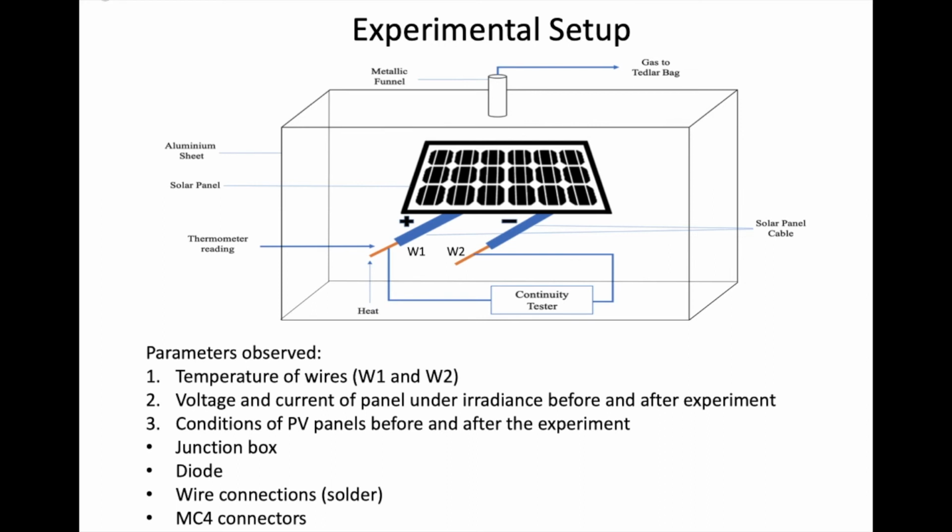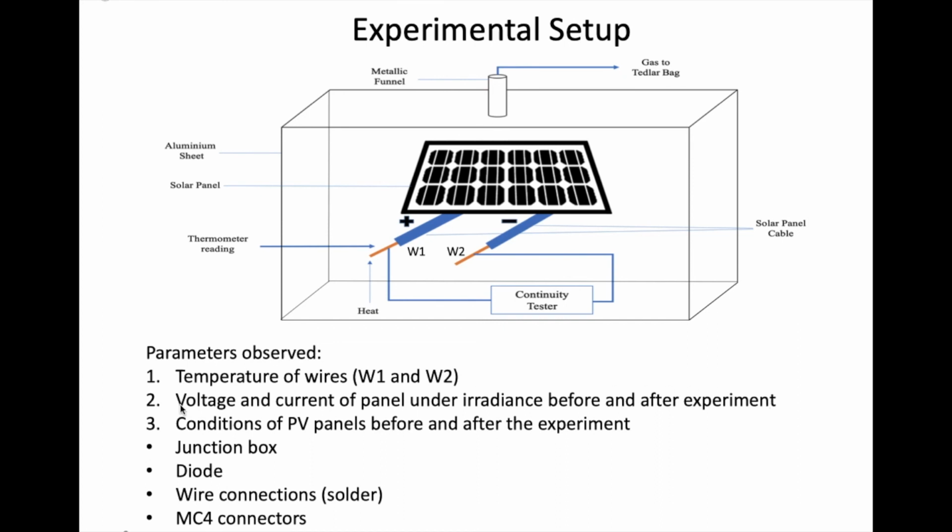One of the failure modes of the PV module is the increased resistive heating inside the wires. When the resistive heating increases, that also increases the temperature of the wires inside the insulation. So basically from here we can see how the resistive heating affects the PV module and how the failure mode occurs. The parameters that I observed for this experiment include the temperature of the wires at W1 and W2. We only apply heat at W1, and we also observe the voltage and current of the panel under irradiance before and after the experiment.